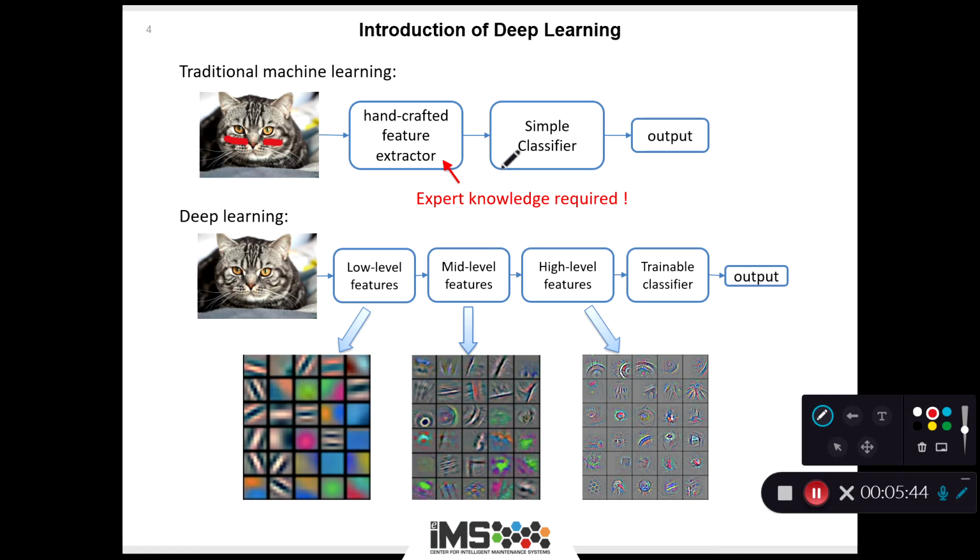But for deep learning, it is more automatic. We just use the raw data, the raw image, as the input, and directly feed it into the deep learning model. The model will automatically learn many levels of features, for example low-level features, mid-level features, and high-level features. The model learns all the features by itself, so we don't need to give any knowledge to the model. It just learns by itself, and the knowledge it learns is not meaningless.